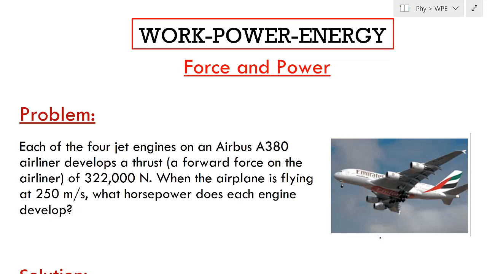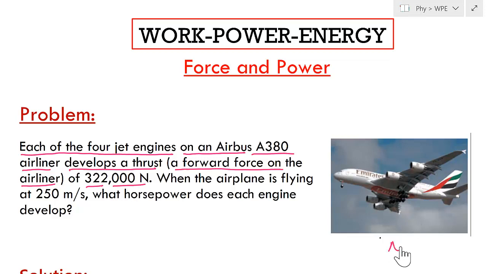Hello friends, in this video we will learn about how to calculate power when force and velocity is given. So let us see this problem. This problem says each of the four jet engines on an Airbus A380 airliner develops a thrust, that is a forward force on the airliner of 322,000 Newton.